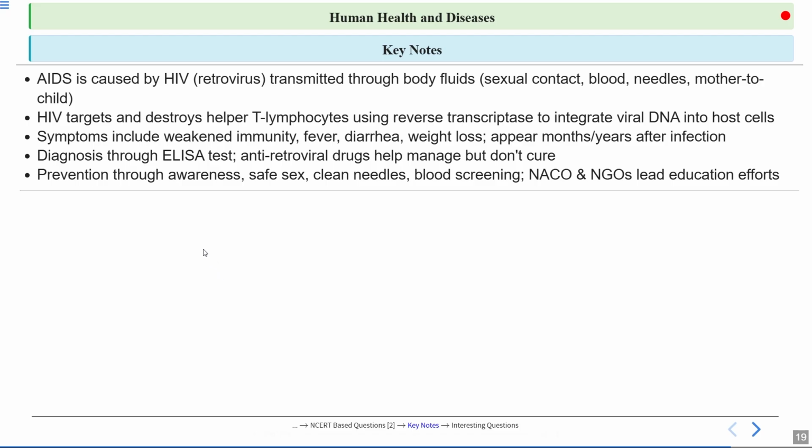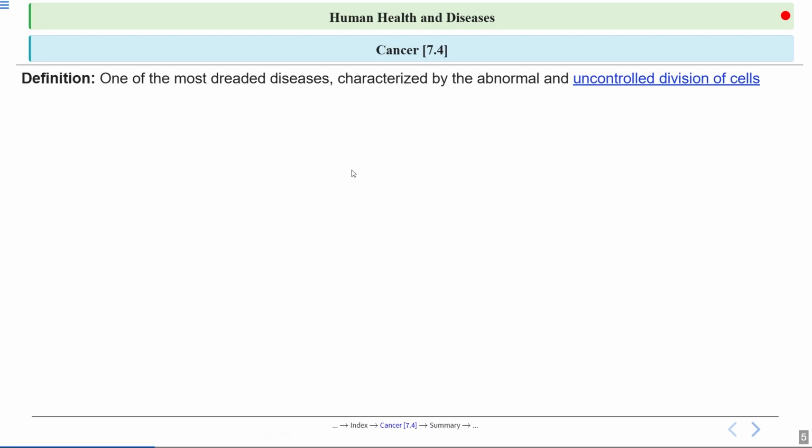Now let's talk about the topic cancer. Okay, let's discuss cancer now. So cancer is one of the most feared diseases, and it's mainly defined by the abnormal and uncontrolled division of the cells.